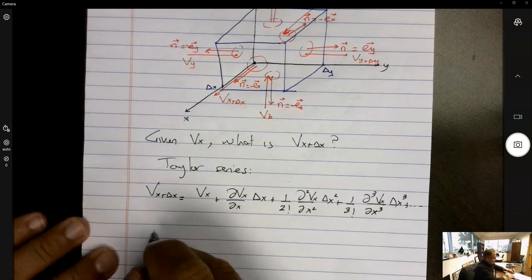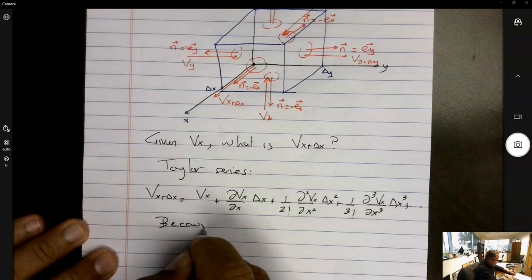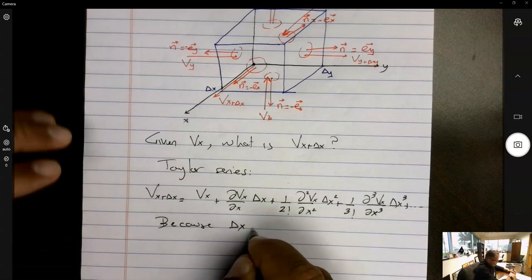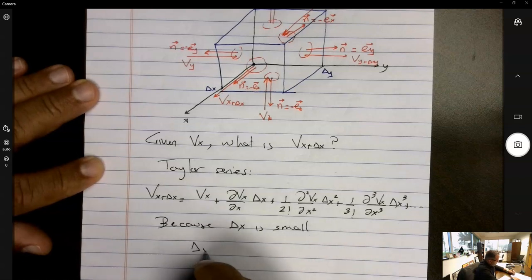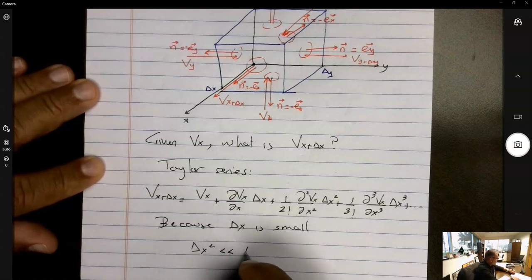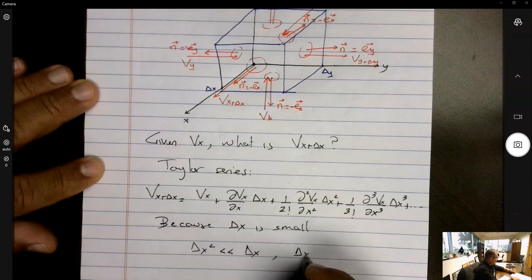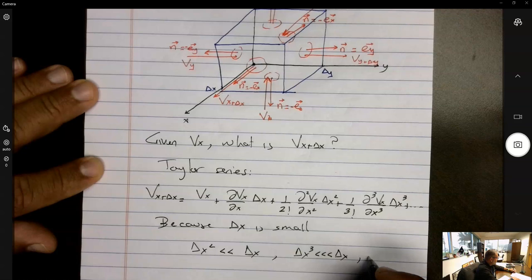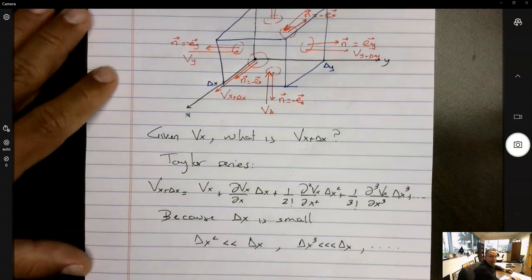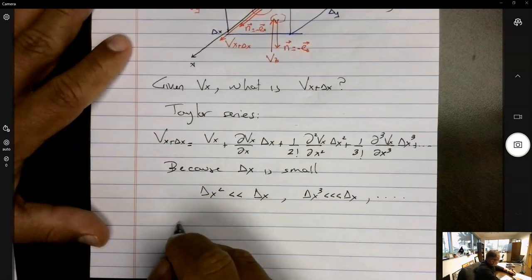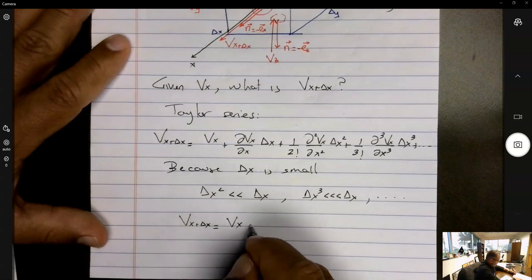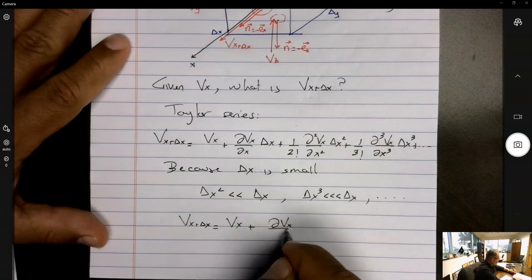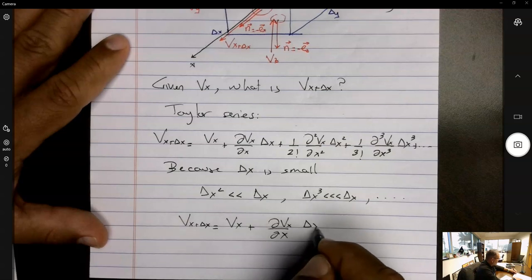Now because delta x is small, delta x squared is much smaller than delta x, and delta x cubed is much smaller than delta x, and so on and so forth. So we can approximate Vx at x plus delta x as Vx plus the derivative of Vx with respect to x times delta x.